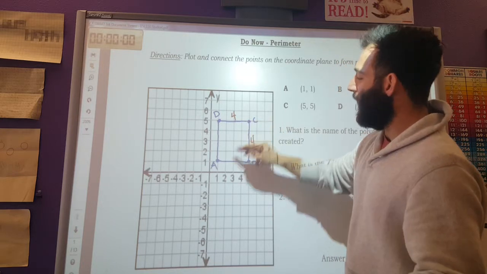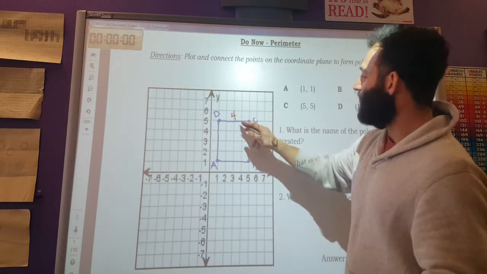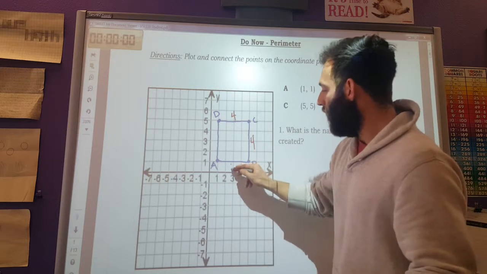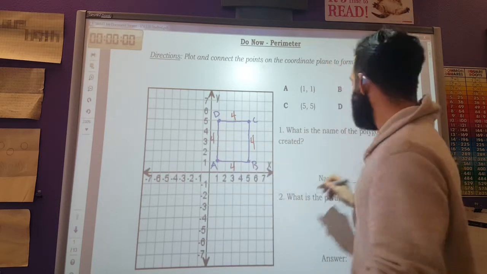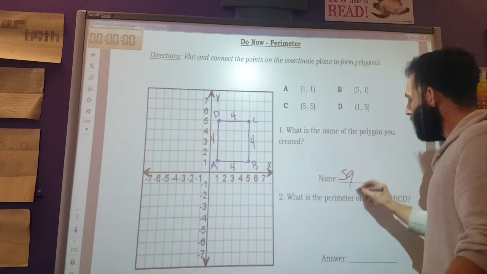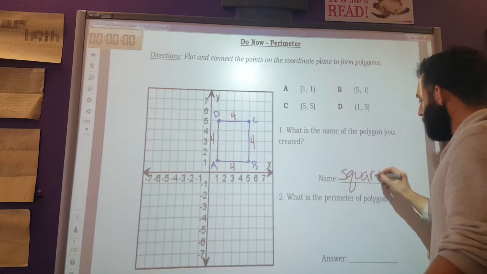Now I've got right angles here, and I've got distances that are the same all the way around, so I know that this is a square.